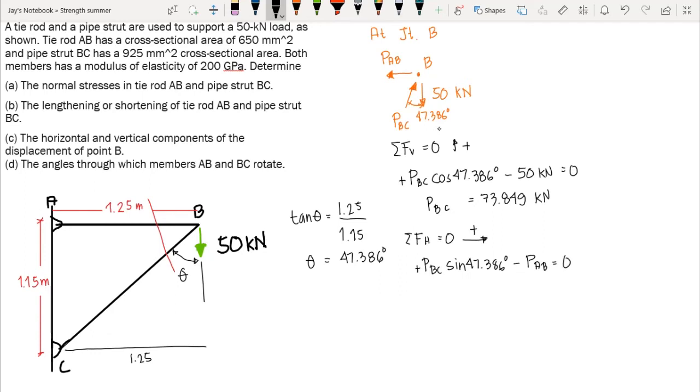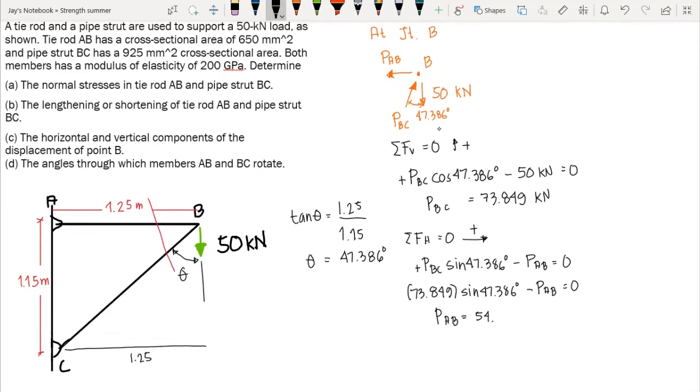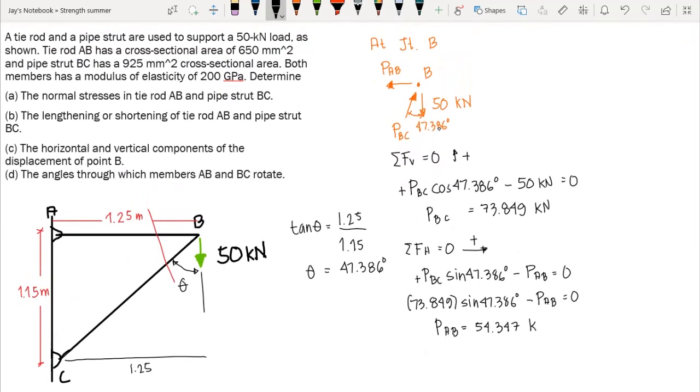Now we have the value of PBC already, which is 73.849 sine of 47.386 degrees minus PAB is equal to 0. So we have the value of axial load PAB, which is equal to 54.347. This one is in kilonewton. Okay, so these are the axial forces for our member.